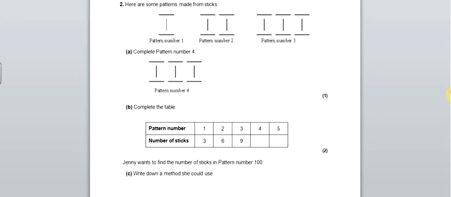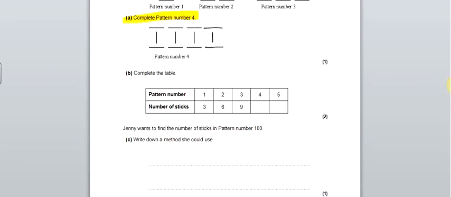Alright, question 2. So we've got some patterns here made from sticks. How boring. Why couldn't they be made from something interesting, like caterpillars or something. Anyway, pattern 1, pattern 2, pattern 3, complete pattern number 4. Okay, well that's pretty straightforward because there just needs to be a fourth one of these amazingly artistic patterns. There we go, that's a mark.